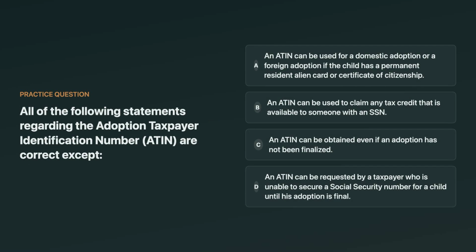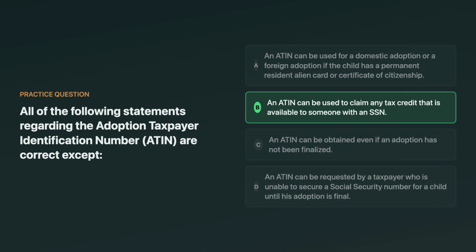All of the following statements regarding the Adoption Taxpayer Identification Number, the ATIN, are correct except one. The choices say: an ATIN can be used for certain domestic or foreign adoptions. An ATIN can be used to claim any tax credit available with an SSN. An ATIN can be obtained before an adoption is finalized. And an ATIN can be requested when you can't secure an SSN until finalization. Think about it. Which statement is not true?